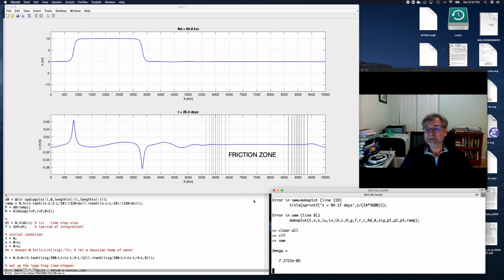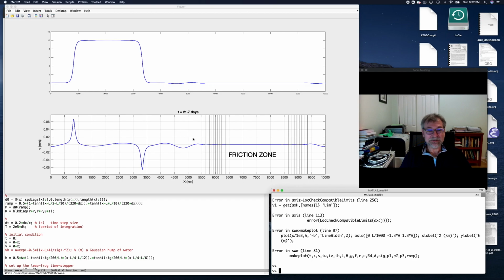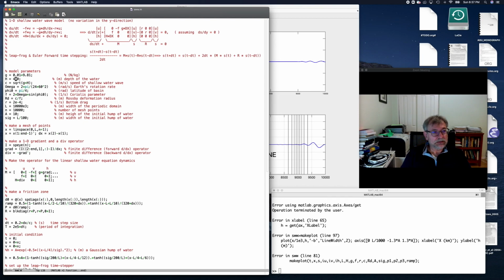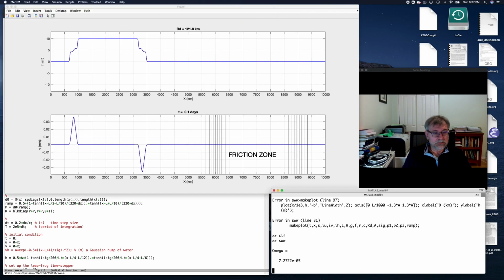So it's remarkably different than the case when we didn't have rotation. All right, let me stop it. So in this case, we had a Rossby deformation radius of around 60 kilometers. So let's say I decrease it, move back. So it's about half as much. The speed is about half as much with the faster waves.